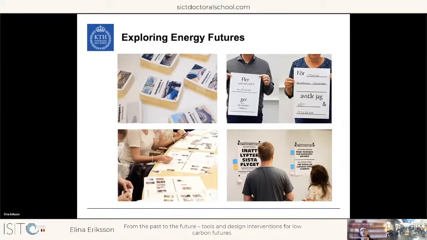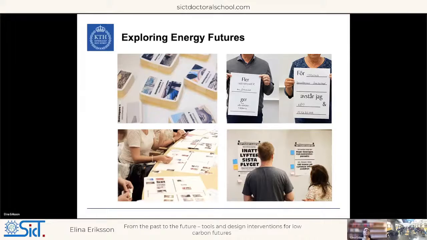So what we did, for example, was to give them this deck of cards with lots of different pictures, and they were sitting there and sorting them onto this board that you see in the lower left corner, where they had to think about, is this something that I see more of or less of in the future? And how does that make me feel? Does it make me feel sad or happy or anything?